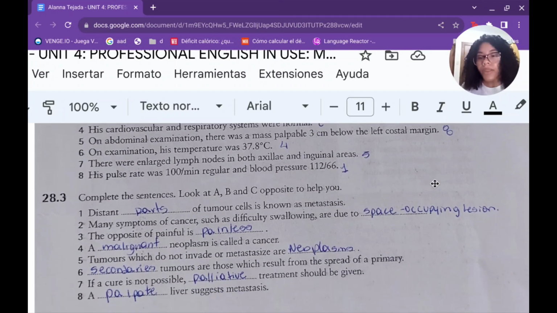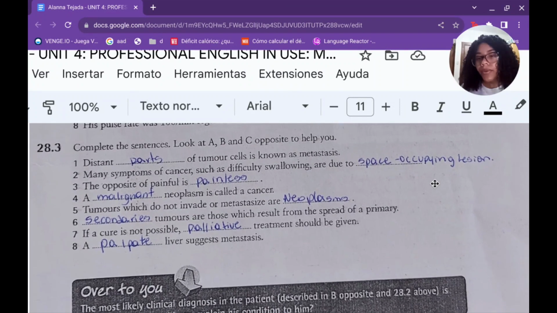That's number 8. Now 28.3, complete the sentences. Look at A, B, and C opposite to help you. 1. Distant parts of tumor cells spread as metastasis. 2. Many symptoms of cancer, such as difficulty swallowing, are due to space-occupying lesions. 3. The opposite of painful is painless. 4. A malignant neoplasm is called a cancer. 5. Tumors which do not invade or metastasize are benign neoplasms. 6. Secondary tumors are those which result from the spread of a primary.